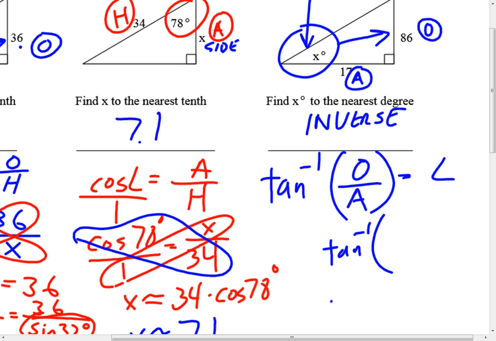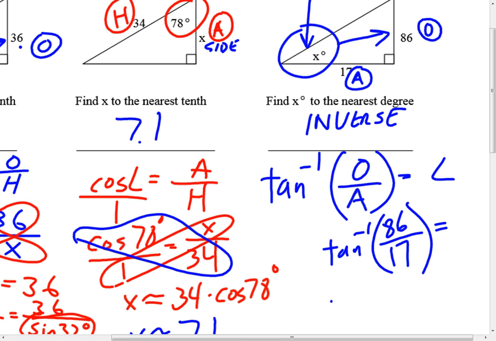Tangent, what's O? 86. A, 17. The only difference between this and problem number 7 is that we have a fraction instead of a decimal. But aren't they really the same thing? You can always convert between. That's why it looks a little bit different. Just put it in as is. How do you get to tangent -1? What keys do you have to hit?